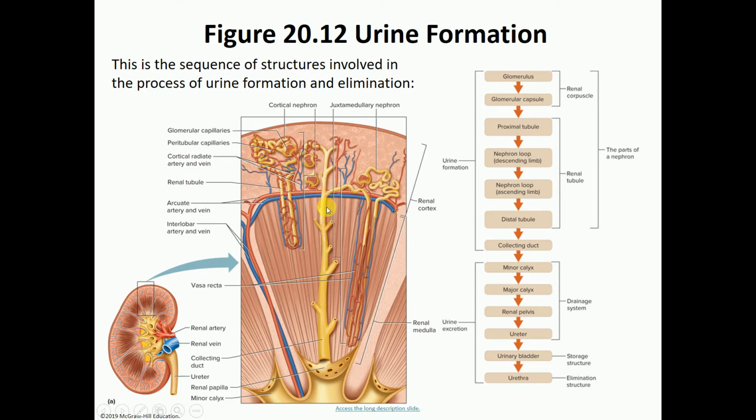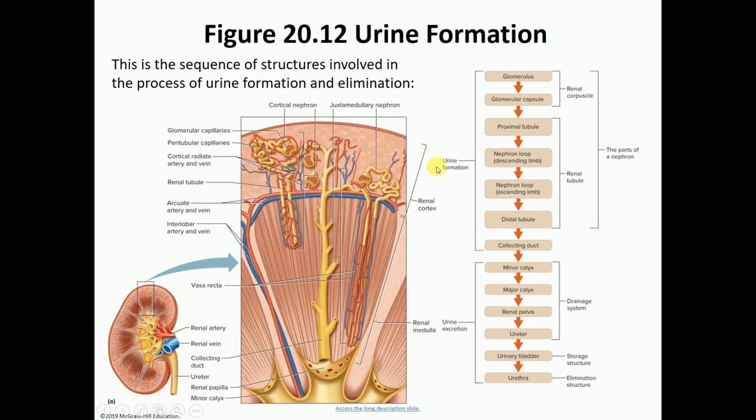You can see that the collecting duct gets urine from several different distal tubules, and then all of that urine will be dumped into the minor calyx. From the minor calyx down to the major calyx, then to the renal pelvis, down the ureter, to be stored in the bladder, and then when we are ready to eliminate urine, it will be eliminated through the urethra.